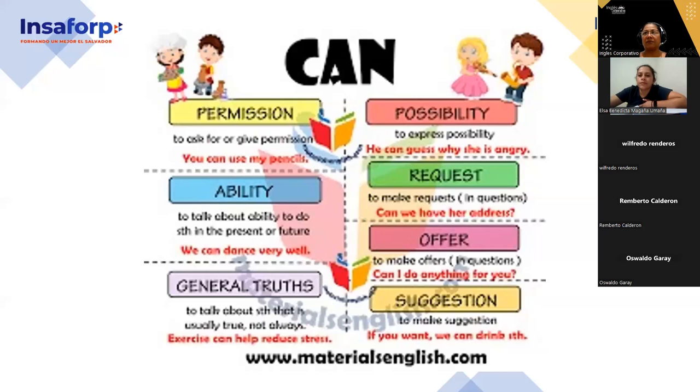Also, we use can for general truths, to talk about something that is usually true, not always. Exercise can help reduce stress. Another type of use is for possibility, to express possibility. He can guess why she is angry.